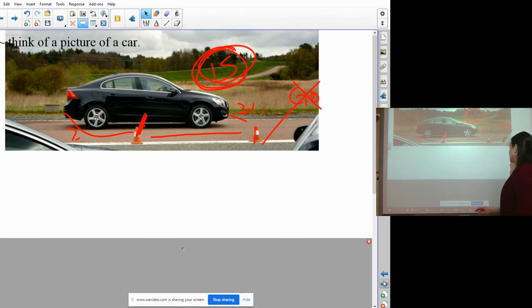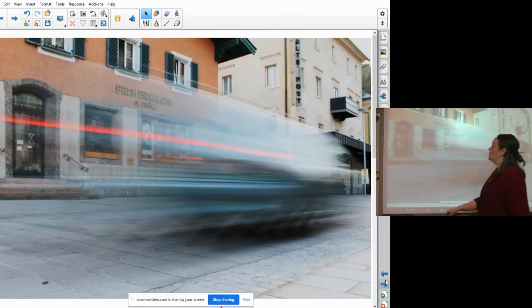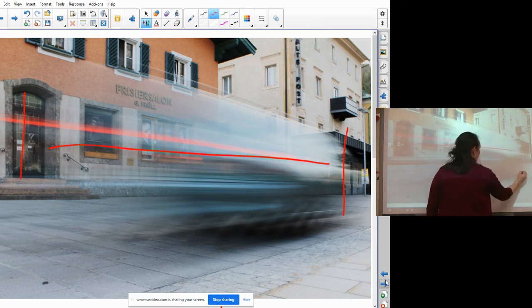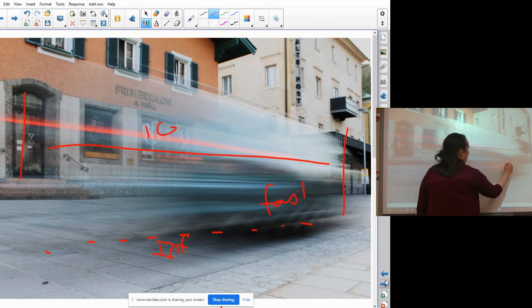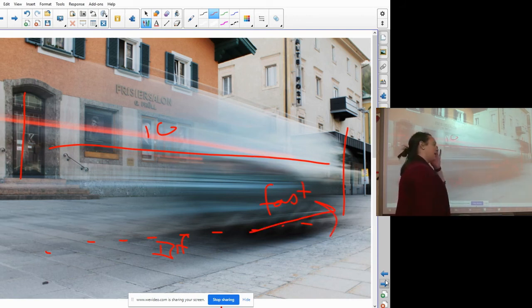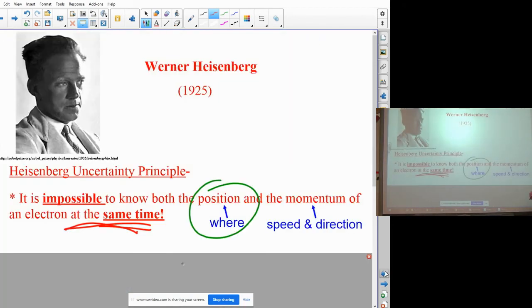But if you take a different picture of a car, maybe one where you open up the aperture a little bit, you see a smear of it, and you know that the car went from here to here. If you know that each of these blocks is about 1 foot, and that the aperture was open for 10 seconds, you can know how fast it's going. You can know the direction it's going. But can you tell me exactly where that electron or this car is? No. So in Heisenberg's uncertainty principle, you can know one, but you can't know both. You have to do your best to predict where it's going.